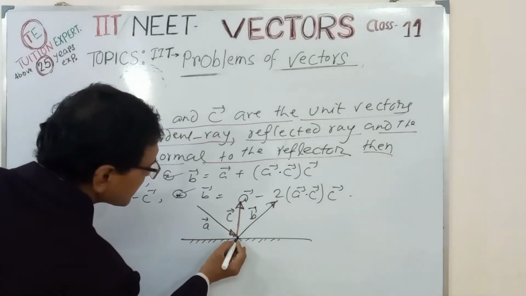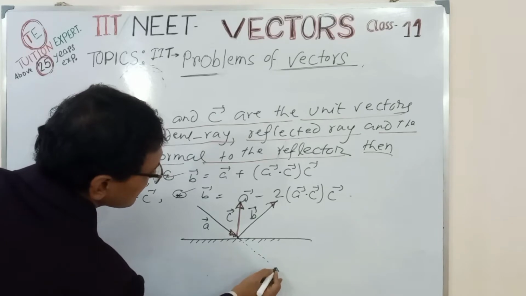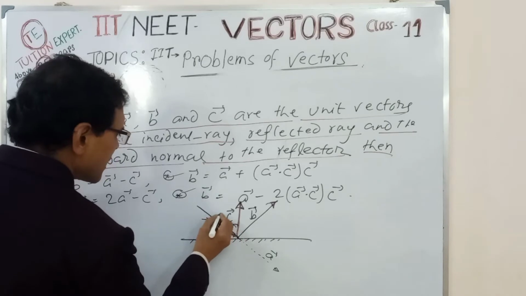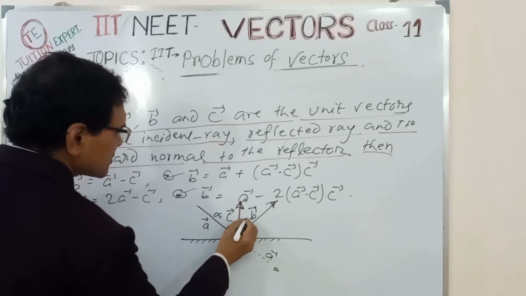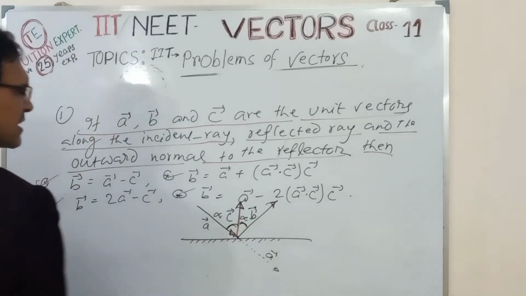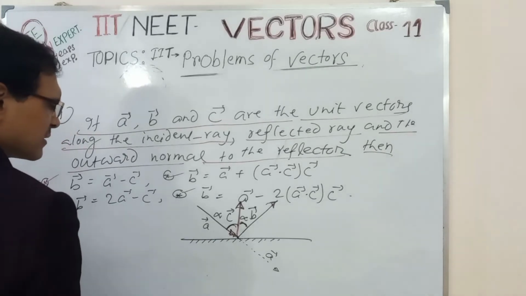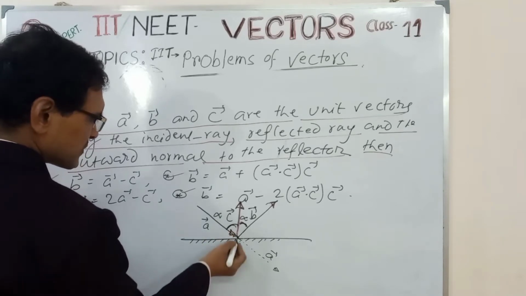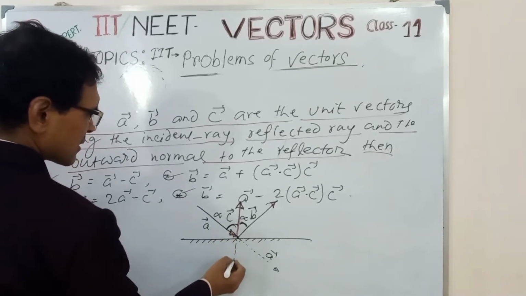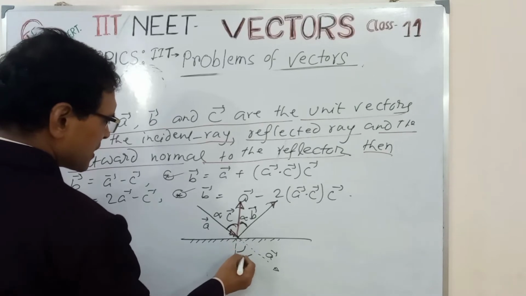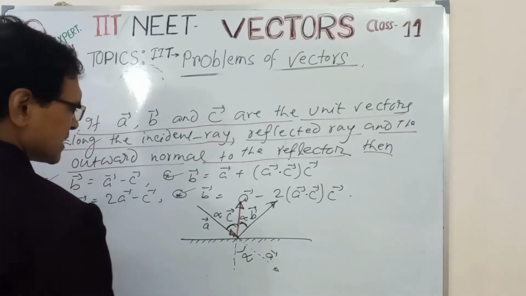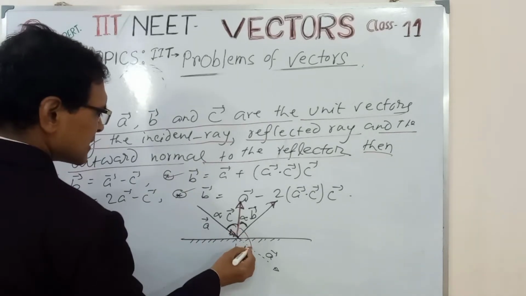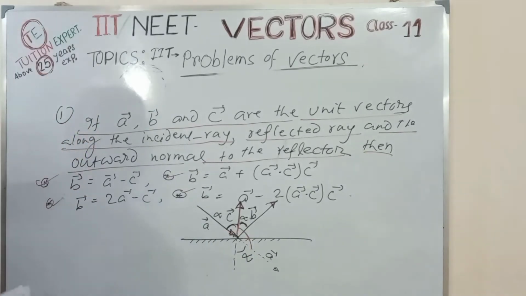Now extend this. This is also A. If the angle here is alpha, then this is also alpha. Incident angle and reflected angle are the same. Then vertically opposite, this is also alpha. So the angle between A and C will be pi minus alpha.